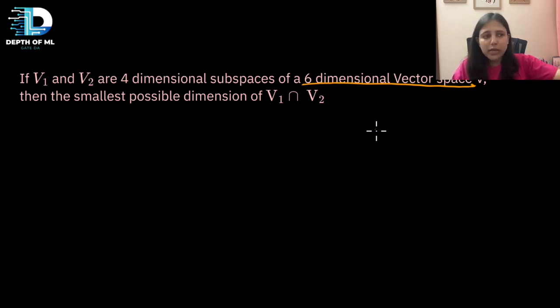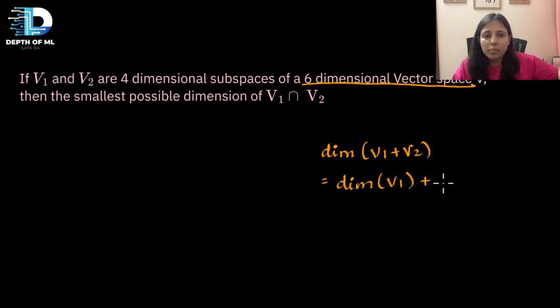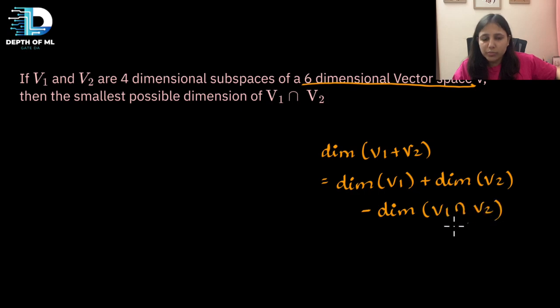For these kinds of questions, first of all, we should know that there is something called the dimension equation. It says that the dimension of V1 plus V2 is equal to dimension of V1 plus dimension of V2 minus dimension of V1 intersection V2.